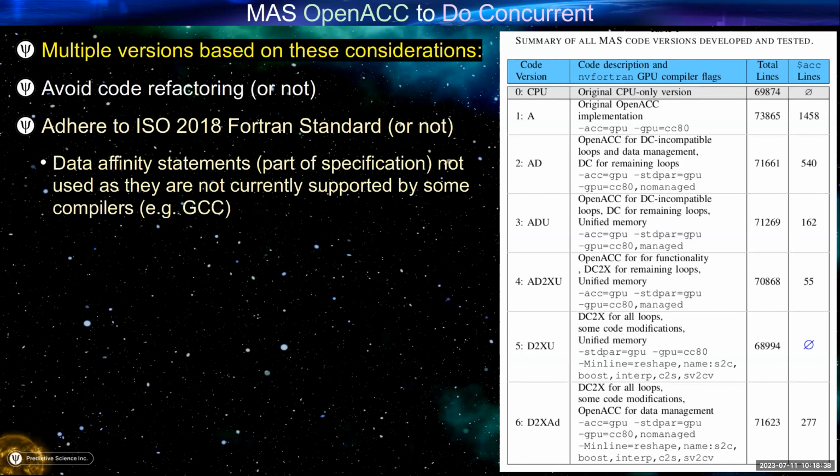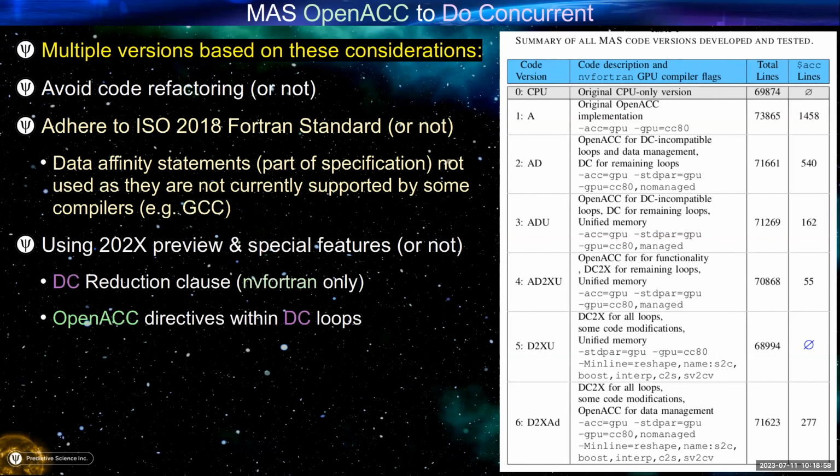And the reason why is, do we want to avoid a bunch of code refactoring or not? Do we want to keep the code as close as it is now, or do we want to allow ourselves to refactor? Do we want to adhere to the current 2018 Fortran standard or not? Or do we want to use the new 2023? There are certain, we'll ignore this comment for now. Should we use preview and special features of specific compilers like NVIDIA or not? So for example, NVIDIA already implements the do concurrent reduction clause. It also supports OpenACC directives within a do concurrent loop, which is also not standard. Do we want to take advantage of those or not, or stay compliant with the base language?